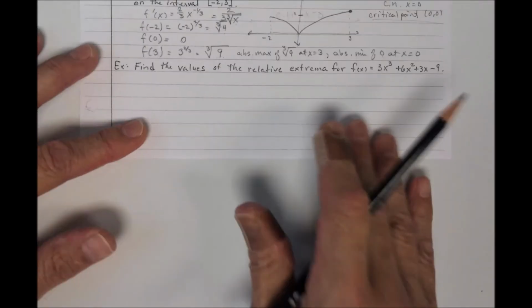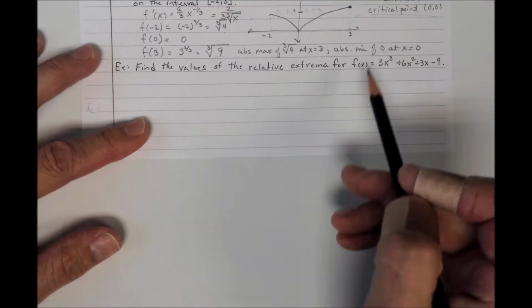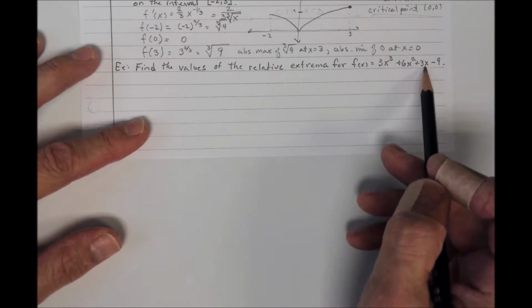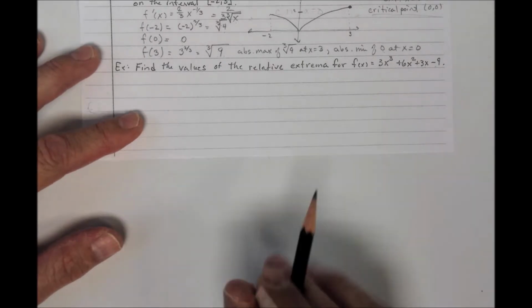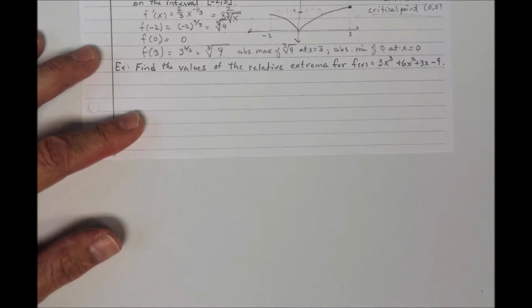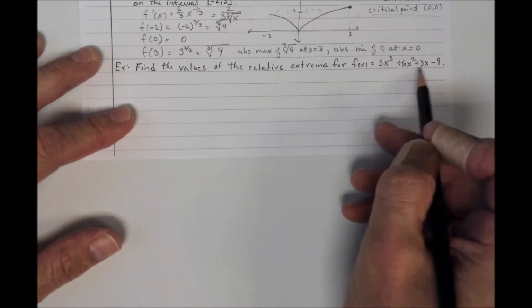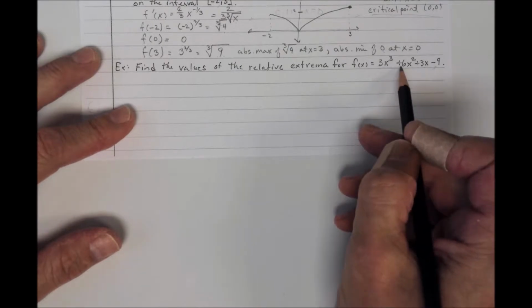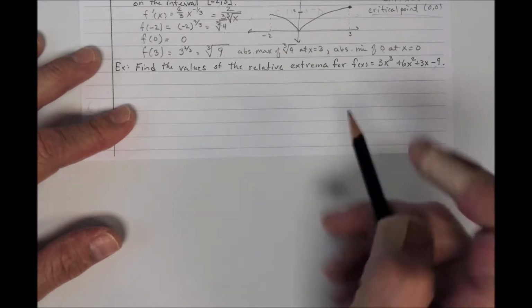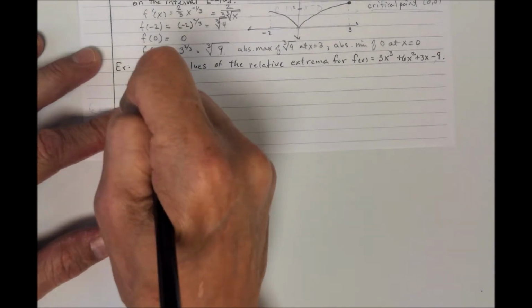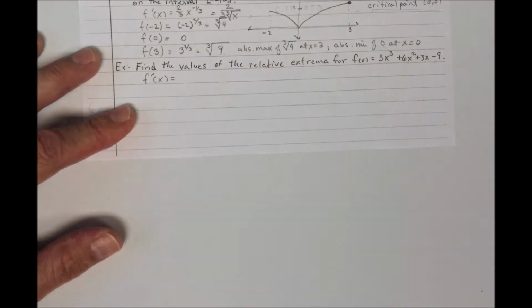Find the values of the relative extrema for f(x) = 3x^3 + 6x^2 + 3x - 9. I'm going to get Mr. Calculator out to help me with this one, but notice there's no closed interval. This is over all real numbers, so I've got to find my critical numbers here. Since this is a polynomial, I'm going to hope that you will agree that my derivative is going to be a polynomial. This is a continuous function here.